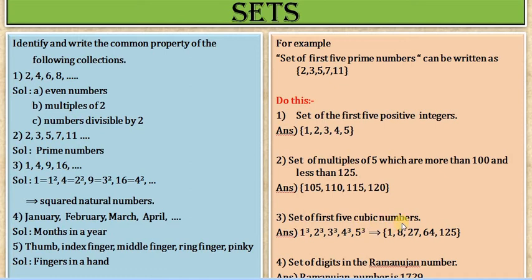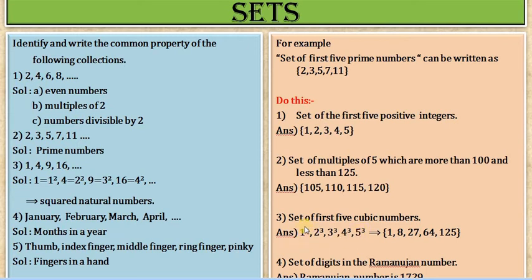So cubic numbers means cubed, means 1 cube, 2 cube, 3 cube, etc. Isn't it? So how many such numbers? 5. So the values are 1 cube, 2 cube, 3 cube, 4 cube and 5 cube.